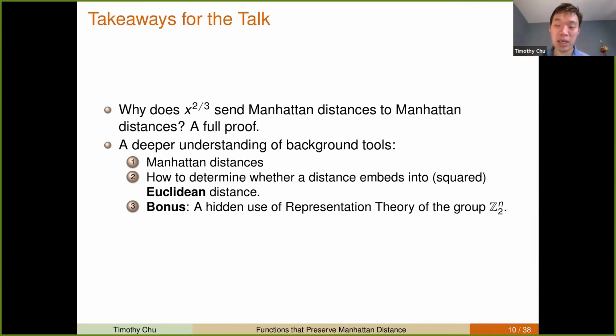So you don't actually need to know any group representation theory or any group theory to understand this talk. But for those of you who do know a little bit of group theory, I'll point out the hidden use of this representation theory in this paper. And one reason I find this result exciting is because, to me, this was the first time I've seen representation theory used to prove theorems about metric embeddings.